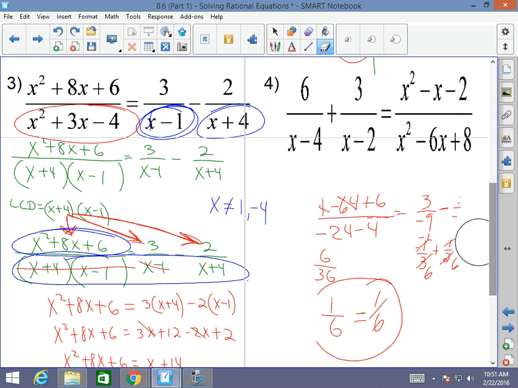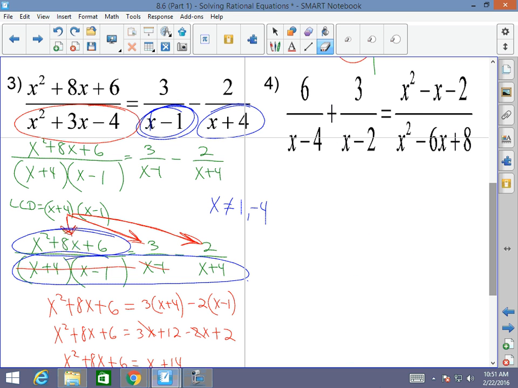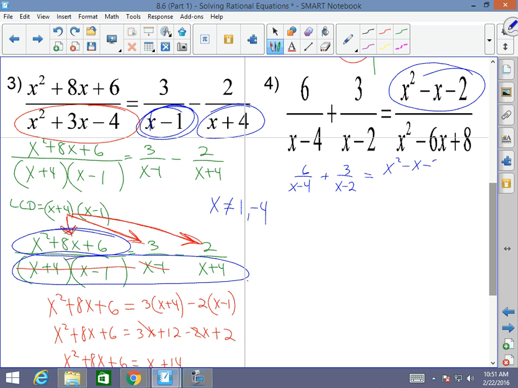Next. First things first, let's factor. Does that mean I factor the numerator? No. Thank you. So this is 6 over x minus 4 plus 3 over x minus 2 equals x squared minus x minus 2 over, thank you, my brother, x minus 4 and x minus 2.